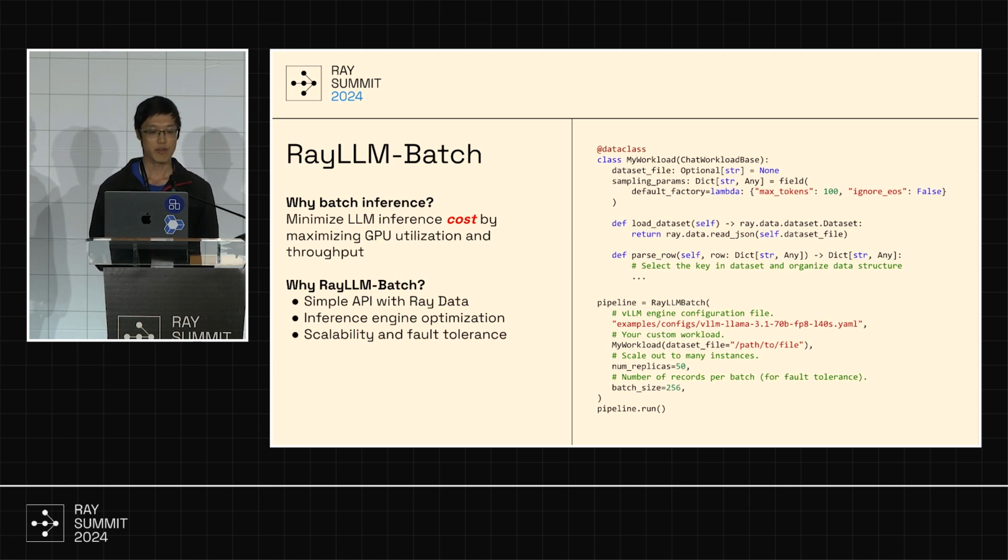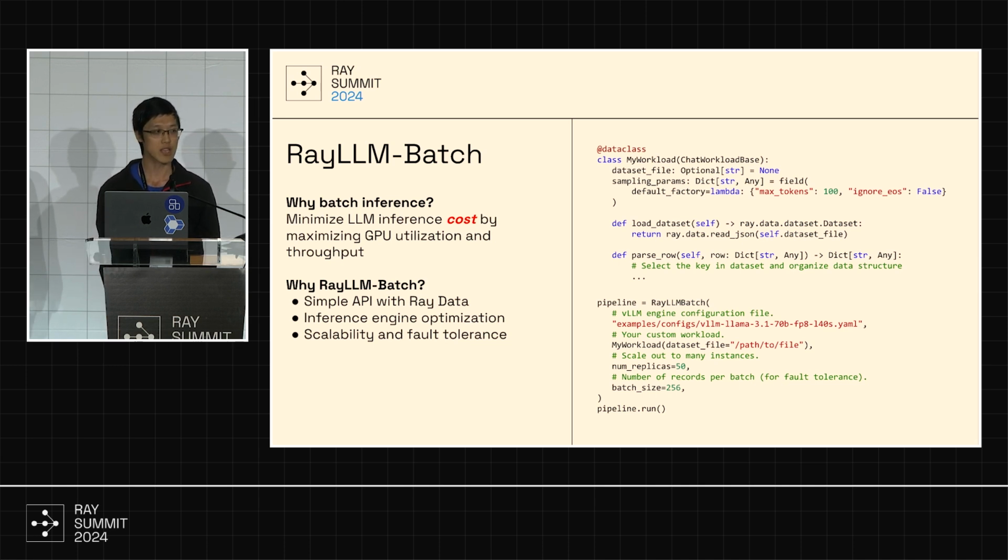Because we first provide a simple API with Ray data. I'm showing the code snippet on the right-hand side. You can see that you can easily define your workload using this data class. The only thing you need to do is to specify how the data will be loaded using the Ray data API. For example, your data is JSON or other formats.